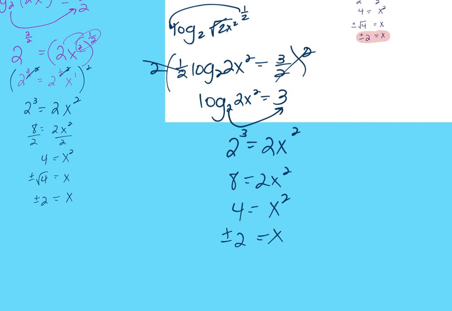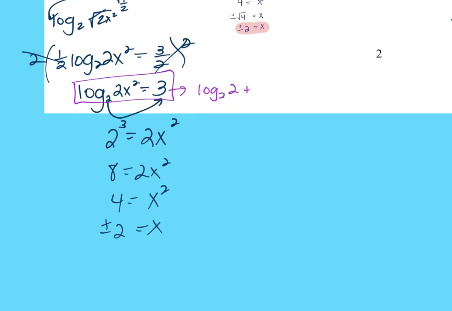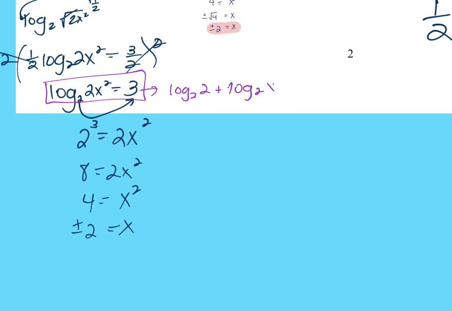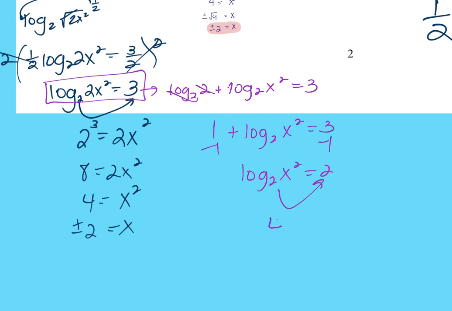You could even expand it. There are so many rules that we've worked with, because from here I could have even expanded log base 2 of 2 plus log base 2 of x squared equals 3. What's log base 2 of 2? 1. Log base 2 of x squared. Subtract this. Then convert it. And then square root it. So all of that would give you the same answer. That's why with logs, there's not always just one way to do it.